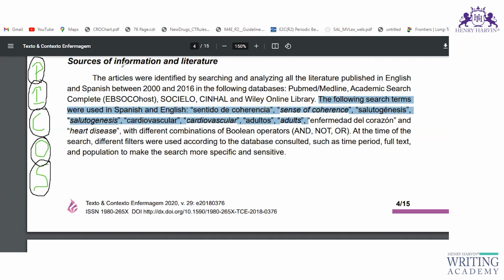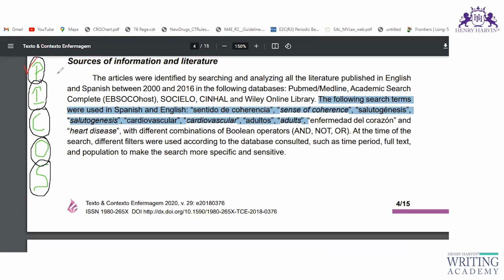Okay, so now here P means population, means the study is done on what population. Suppose, for example, the title of this study is Salutogenesis and Cardiovascular Health in Adults. So here the population is defined as adults. Here you have to see the effect of salutogenesis, or how it is related to cardiovascular health in adults. C is comparator, O is outcome, and S is study design. So I will tell you what is the meaning of each term.